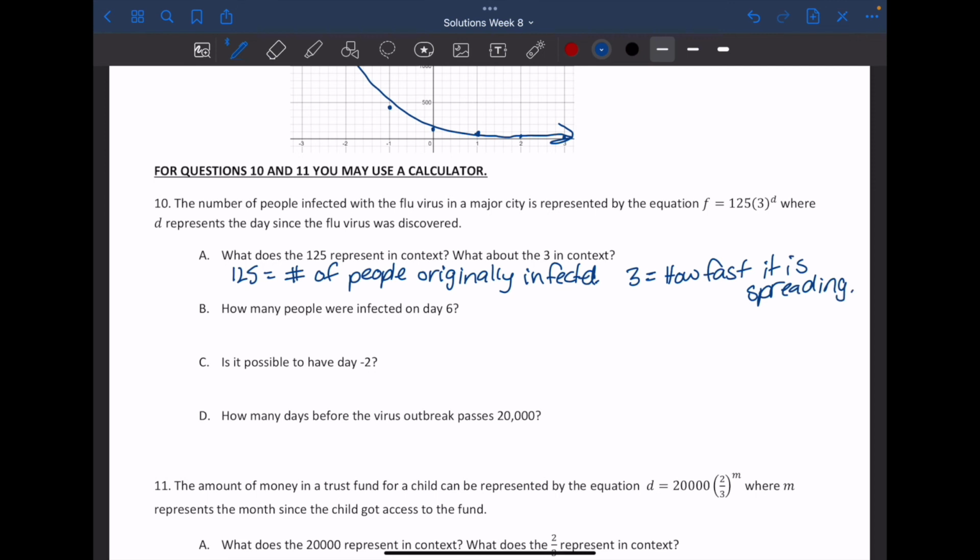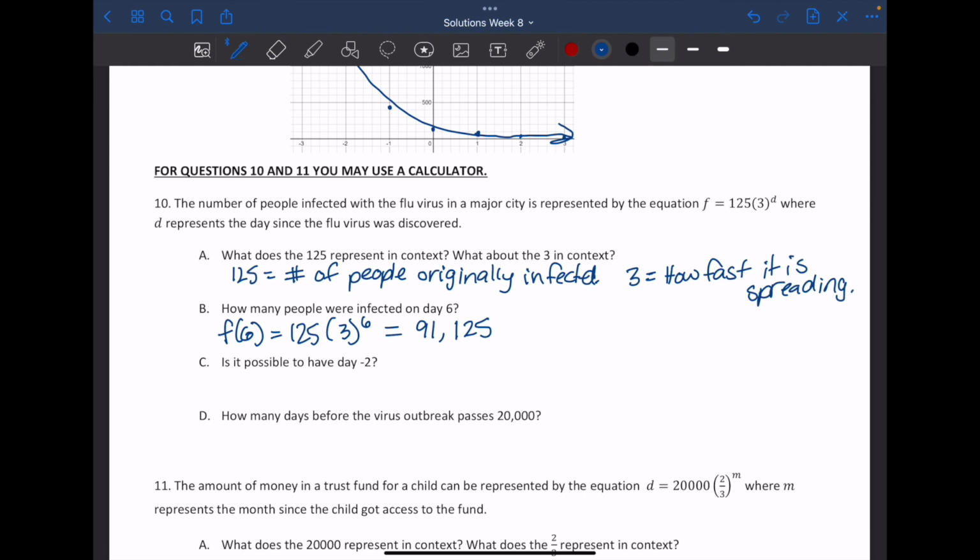How many people were infected on day 6? We would want to plug this into our calculator. So we are going to use f of 6, and this would be 125 times 3 to the power of 6. When we plug that into a calculator, we get 91,125.